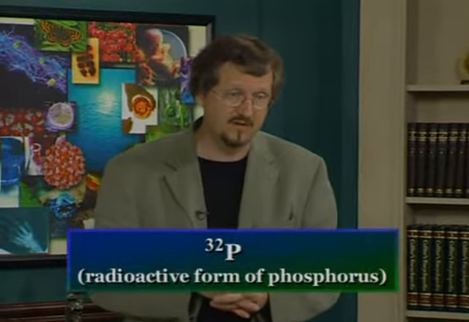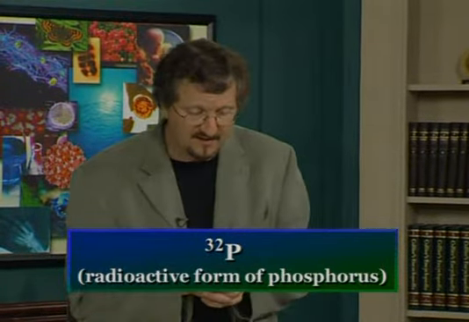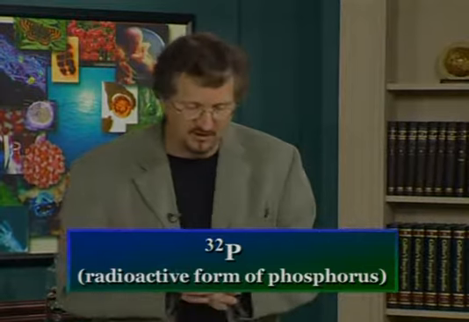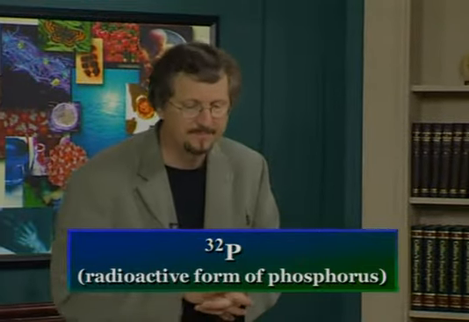Alternatively, they could label the DNA. They could grow the same kind of virus in a medium that had radioactive phosphorus in it. This is P32. Phosphorus is not found in proteins, but it's a major chemical constituent of DNA. So they grew viruses in a medium that either had radioactive sulfur or radioactive phosphorus, resulting in some viruses that had their proteins radioactively labeled, and some viruses that had their nucleic acids radioactively labeled.